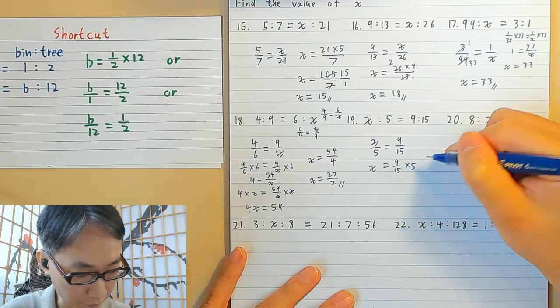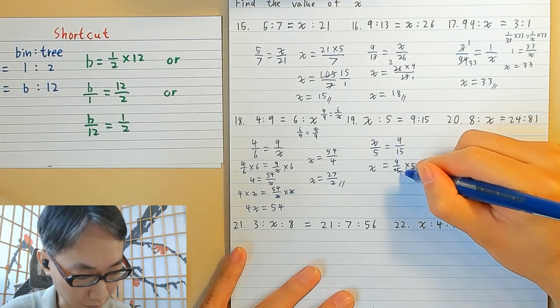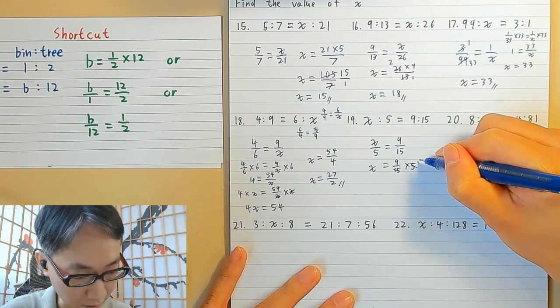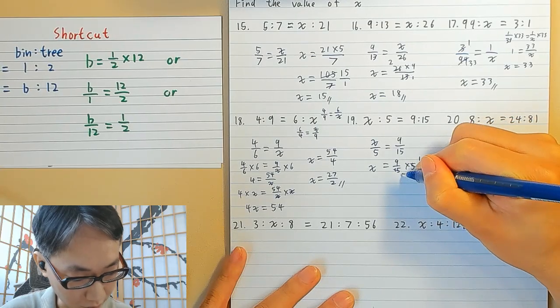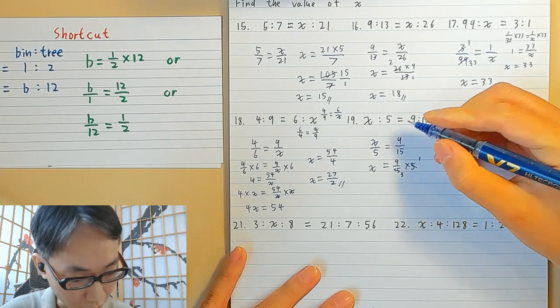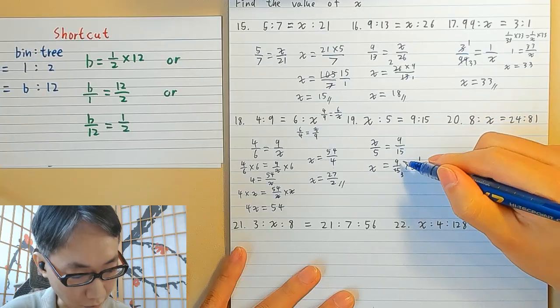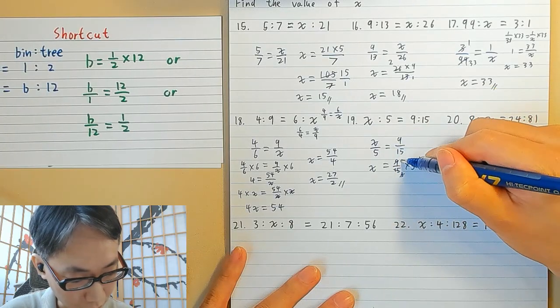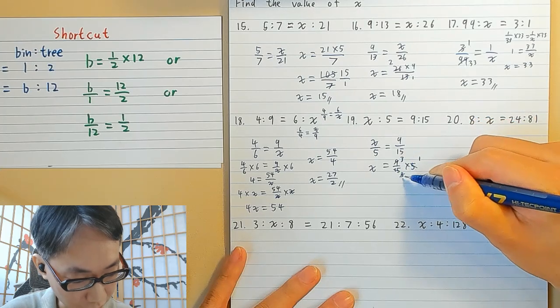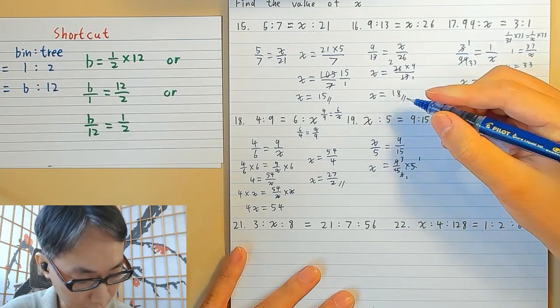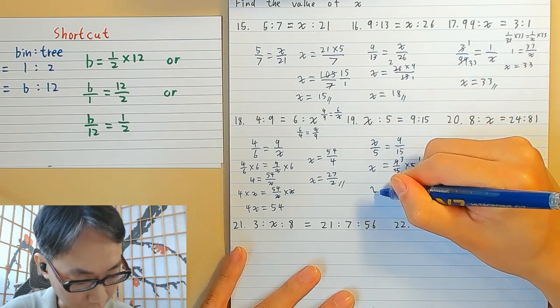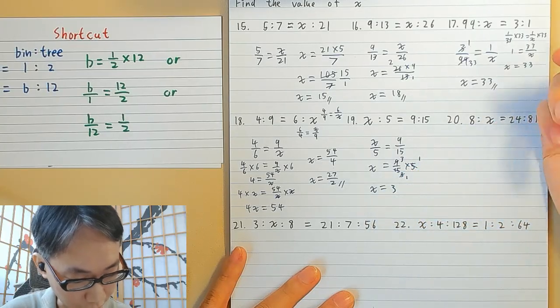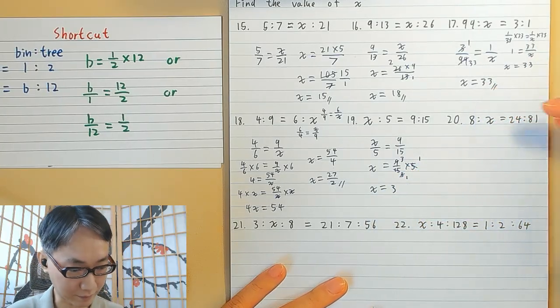And 15 and 5 can be simplified. Both of them can be divided by 5. This one is 3. And then these two can be simplified. Both of them can be divided by 3. So 9 divided by 3 will be 3, and 3 divided by 3 will be 1. So we have x is equal to 3.